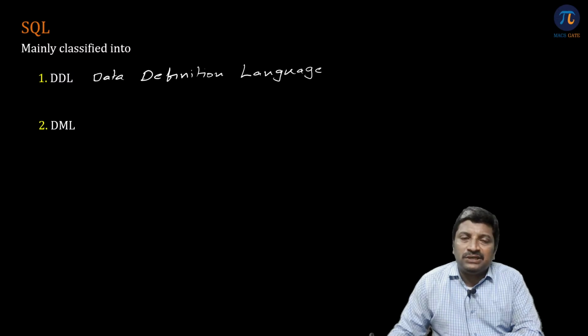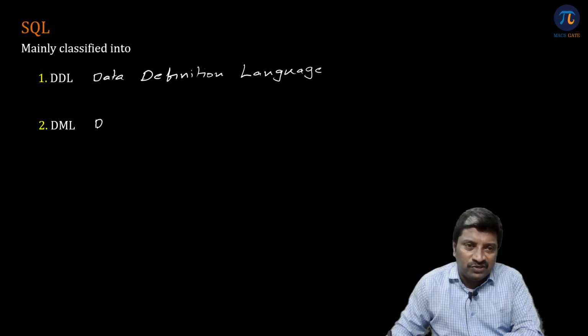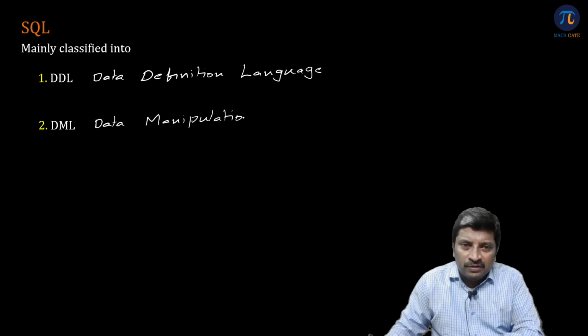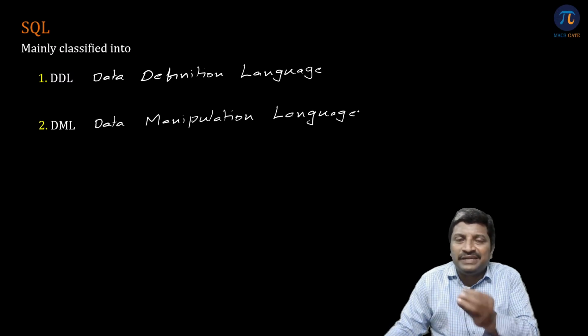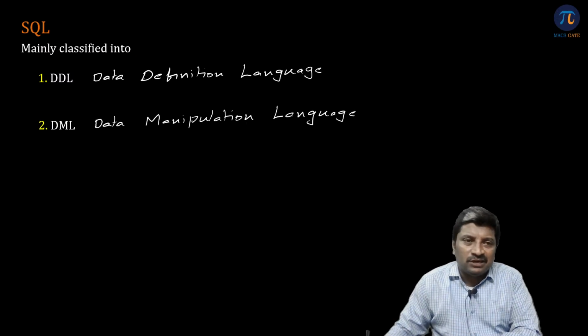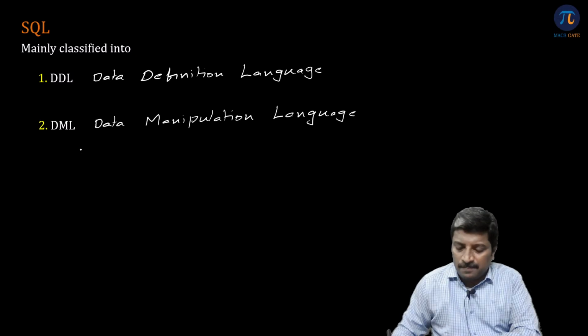The next one is data modification language or data manipulation language. The commands which we use to change or to update the database, that is to update the data in the relation, that comes under the category of DML.